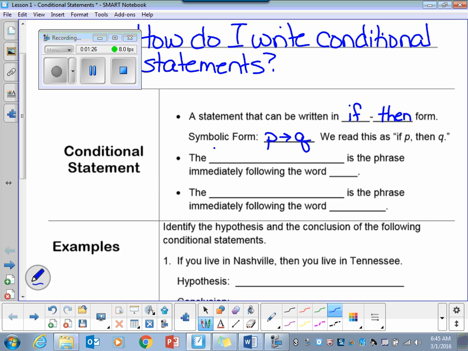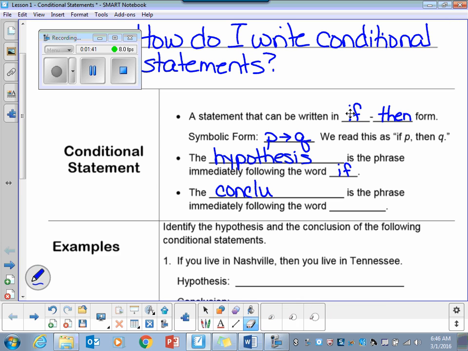The hypothesis are the words immediately following the word if, and the conclusion, it would help if I could spell, immediately follows the word then. Okay, hypothesis is a word you should know from science, and conclusion is a word that you know both from science and from English class.